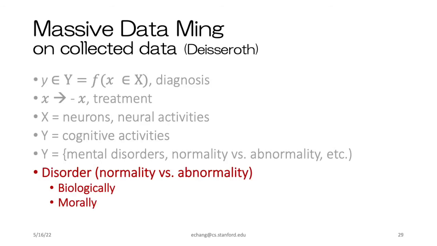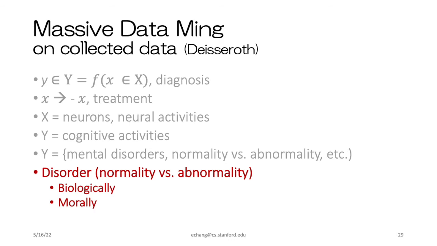I have used the term disorder several times. When we say disorder, it means something is not normal. And when we claim some behavior is abnormal, then we have to have a standard showing normality. And the disorder can happen biologically or morally. And moral disorder could imply non-ethical or illegal behaviors. Here we don't talk about morality until the next lecture. And we focus on biological disorder.